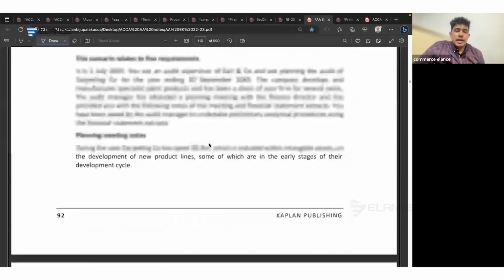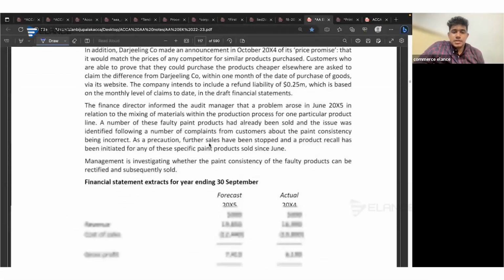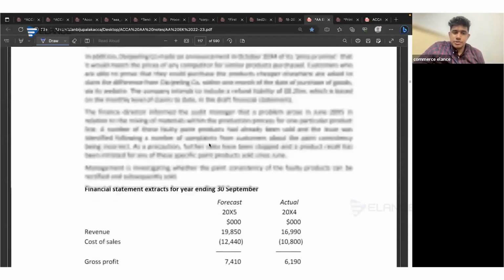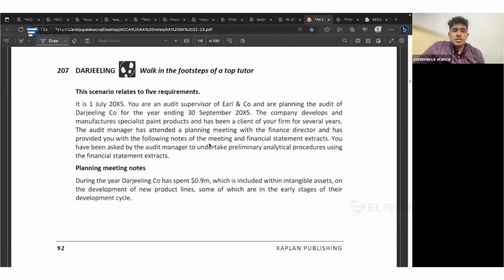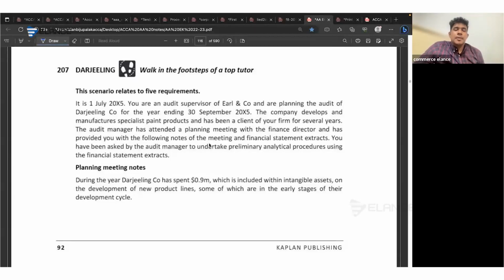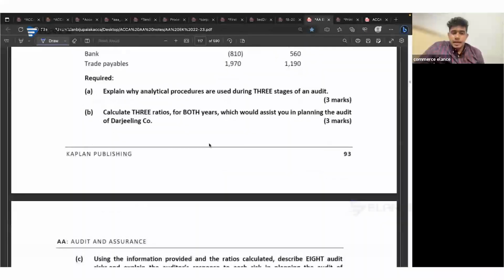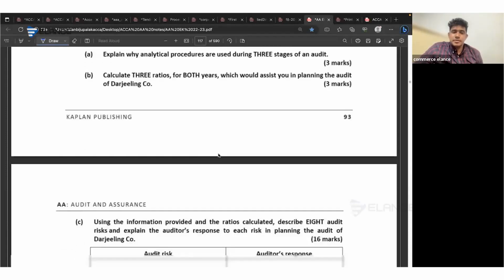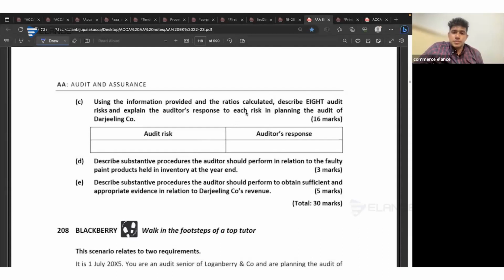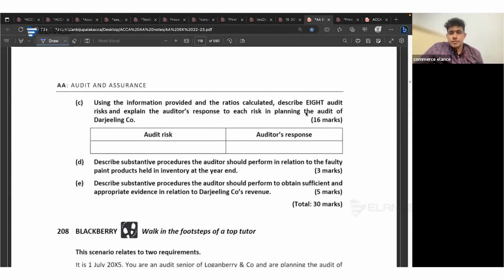So we will calculate the ratios for this question, as well as analyze the risk in relation to this question. It's a question called Dazzling, question number 207 in the latest revision kit. In the question Dazzling, they have asked us to calculate 3 ratios for both the years, which means you need to calculate the ratio for the current year as well as for the previous year. And on the basis of the ratios which we calculate, they have asked us to identify and explain 8 audit risks and auditors' responses.